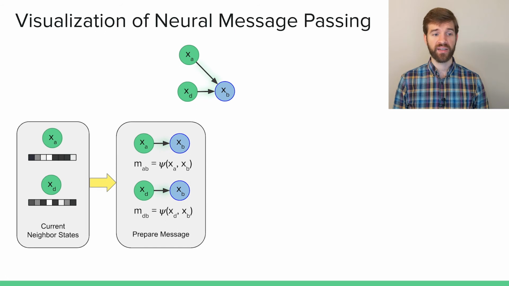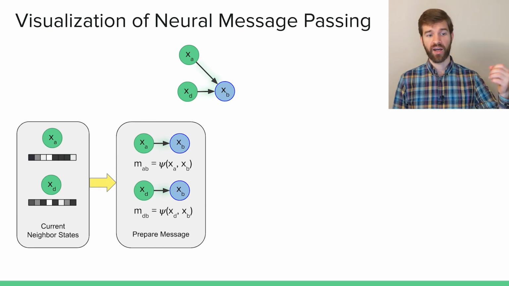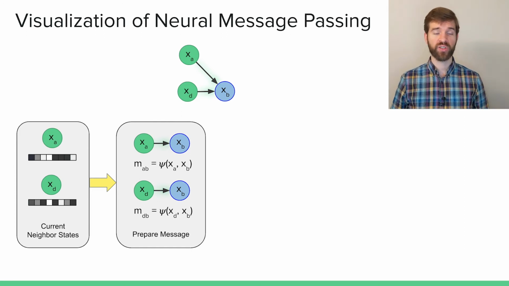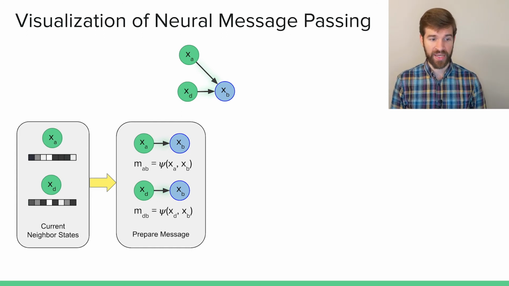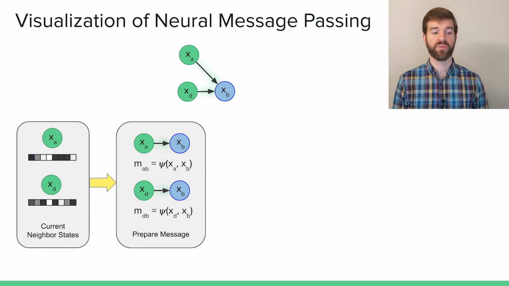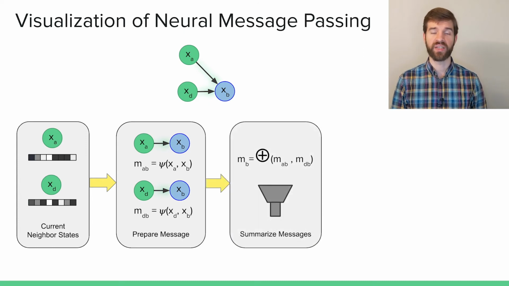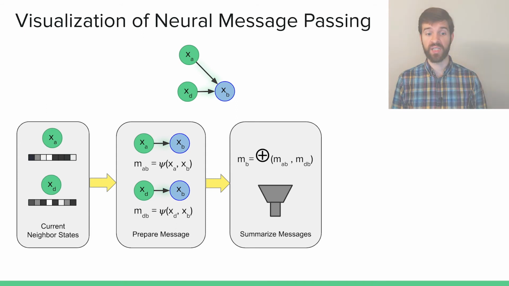And then we take a function here, this function psi, that incorporates the information from the node XA as well as XB. So they collaborate on creating this message MAB, and we do the same for the other nodes. So we have two messages, AB and DB. These two messages then are being summarized by some function, for example, a sum or a mean.